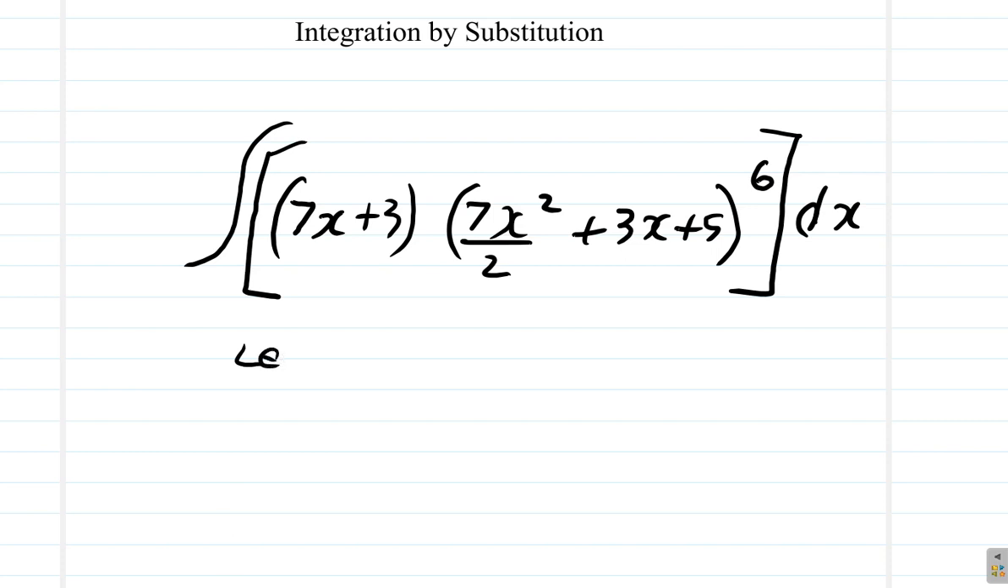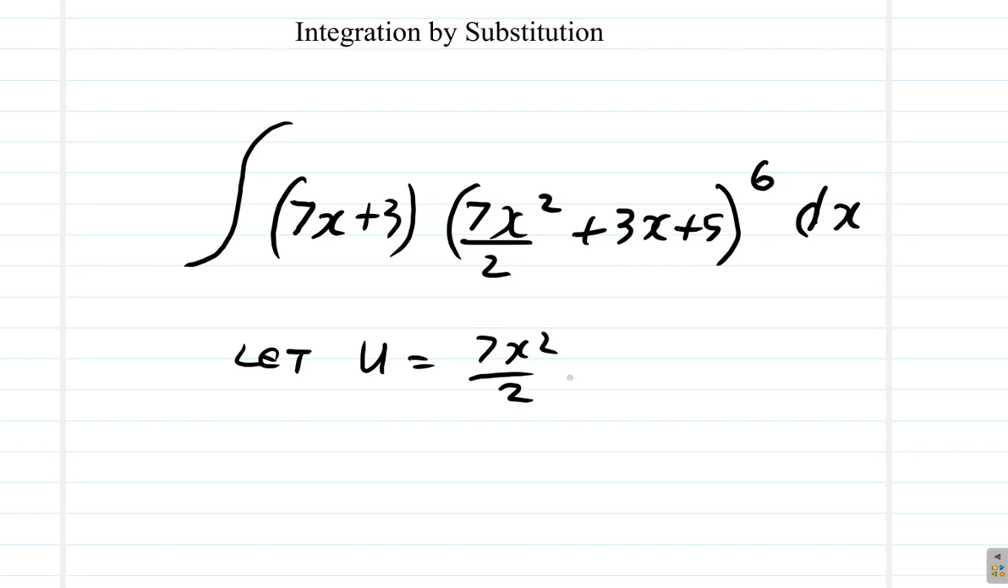And by the way, I don't think we really need these square brackets. Alright, so let's get rid of this square bracket. The square brackets might cause some amount of confusion. So let u be equal to 7x squared over 2 plus 3x plus 5. Alright?